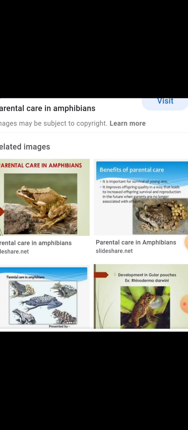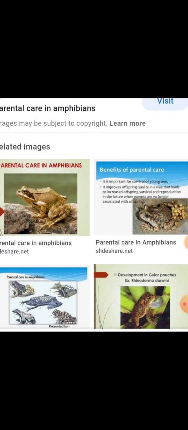You know, students, your parents take care of you in your childhood days, until you reach the adult stage, around 18 or 19 years. Like that only, in the amphibians, the lower section of vertebrates, they also care about their eggs. That is simply parental care in amphibians.